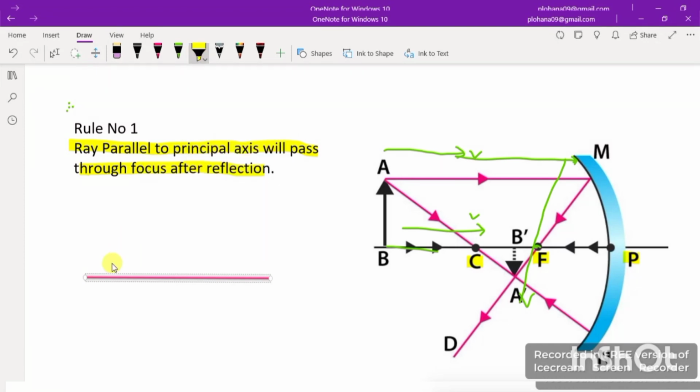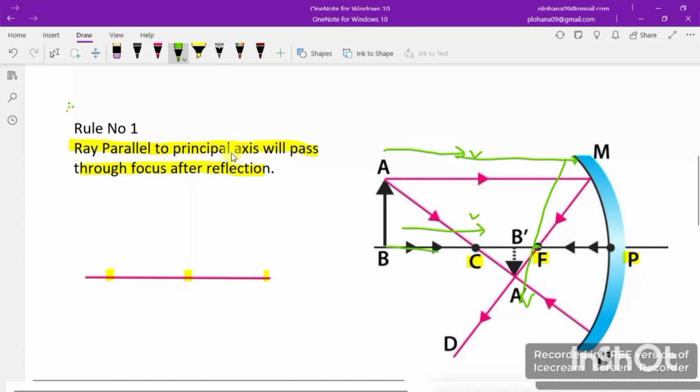Okay, so here would be the C, which is the center of curvature. Here would be F, which is the focal point. Here is the P, which is the principal axis, right? Okay, let me mark. Let me make the concave.